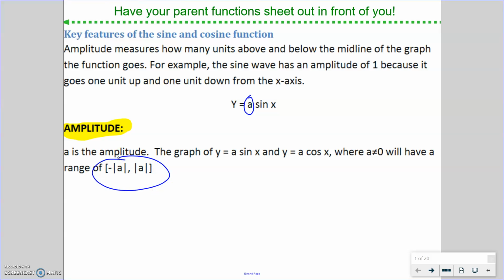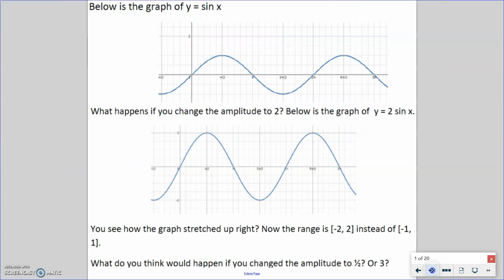So for example, sine of x typically goes up to 1 and down to -1 if you look at your parent functions, right? That's the highest point it hits and the lowest point it hits. So if I put a 2 in the front, instead of hitting 1 and -1, now it's going to hit 2 and -2. So let's look at some examples so I can show you what I mean.